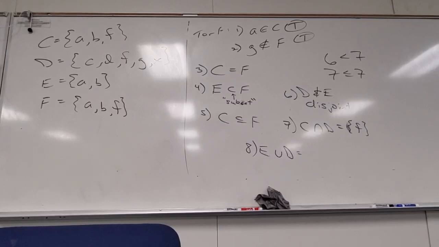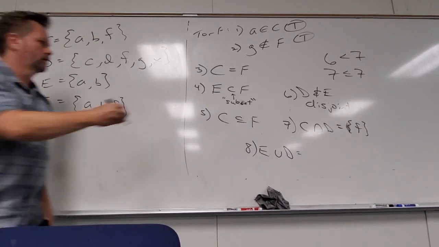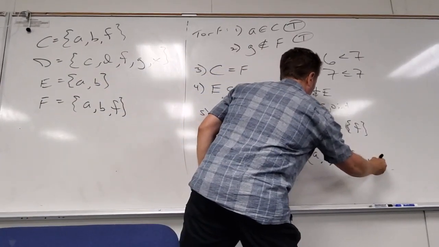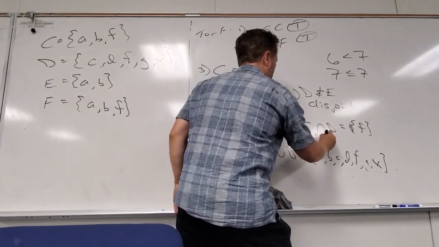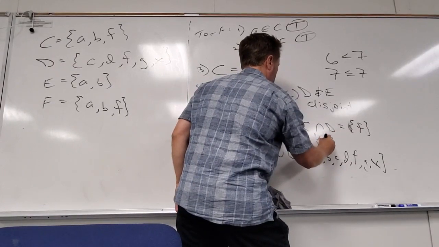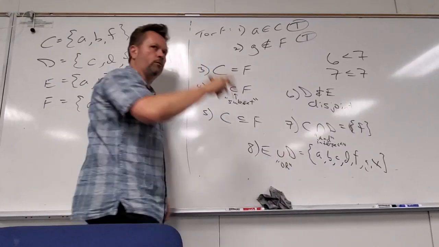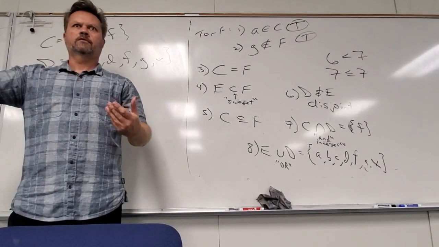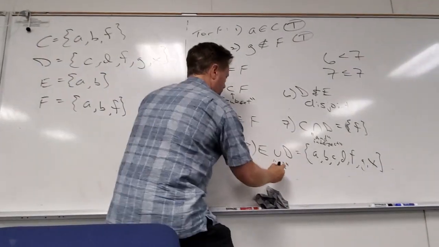What is in E or D? A, B, C, D, F, G, X, right? So this is basically the idea of and. It's also intersection. This one is or, and here's another reason why this symbol makes sense. The word that it goes with is union. If you create a union, don't you put several things together? So that kind of makes sense.